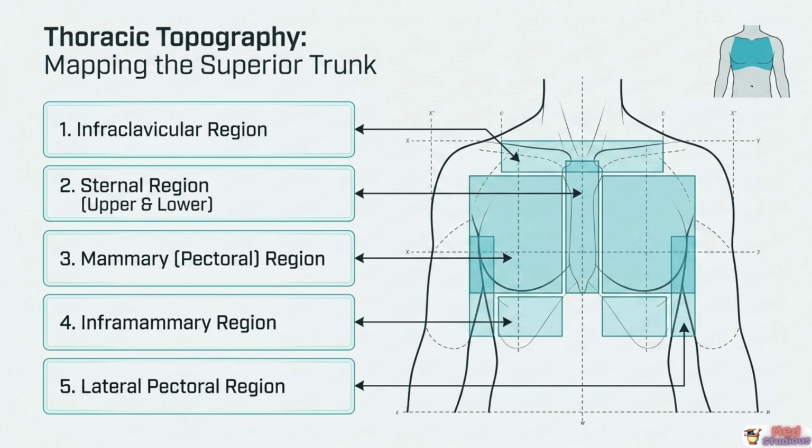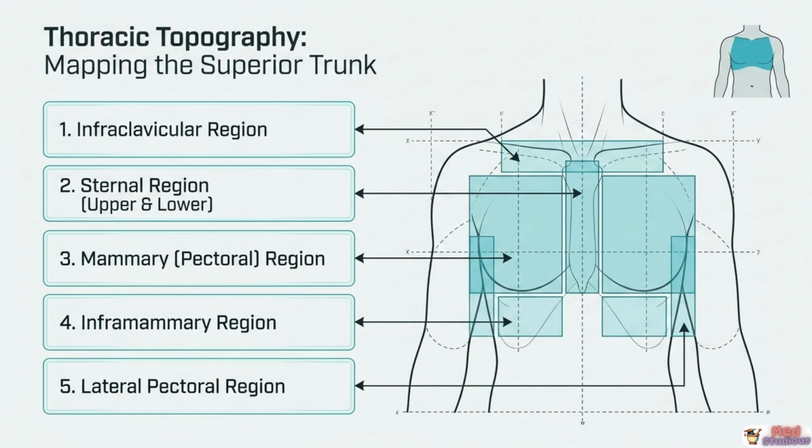Region 3 is the mammary region, also called the pectoral region, covering the breast-bearing area of the anterior chest wall. Region 4 is the inframammary region, the zone immediately below the breast, overlying the lower ribs and costal cartilages. Region 5 is the lateral pectoral region, framing the outer edges of the anterior chest wall and extending around the thorax toward the axillary region.